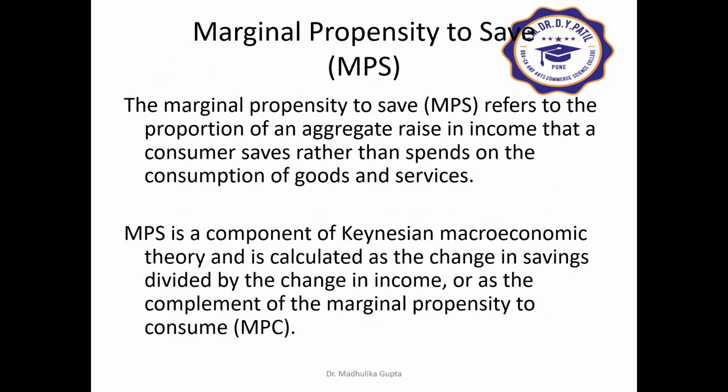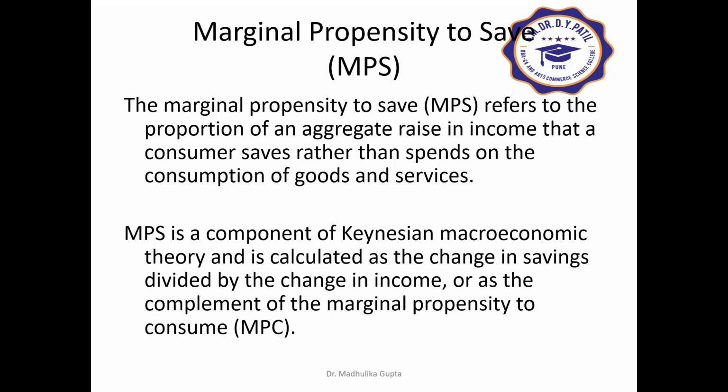So this is how the concept is explained. Now let's understand the concept marginal propensity to save. What is that? The marginal propensity to save, that is MPS, refers to the proportion of an aggregate raise in income that a consumer saves rather than spends on the consumption of goods and services.